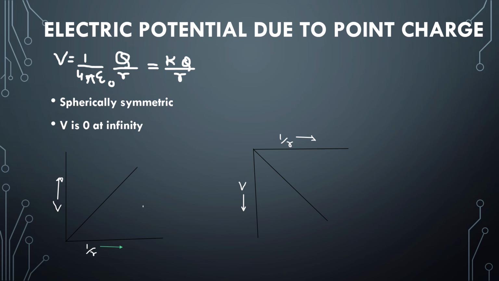Let me just write it here for you. Q greater than 0. And this is the graph for a negative charge, that is, Q is less than 0.